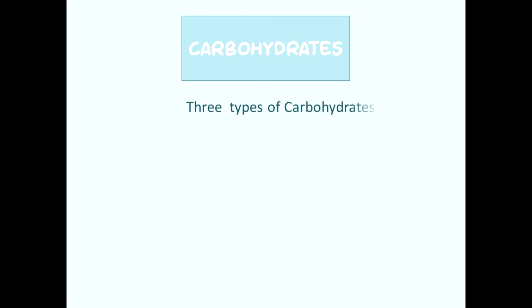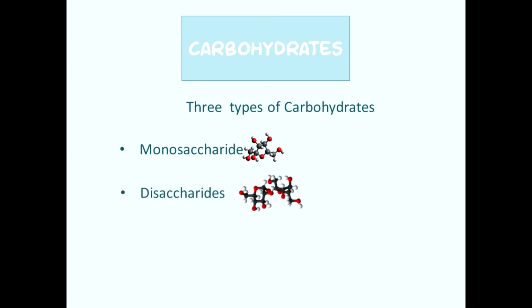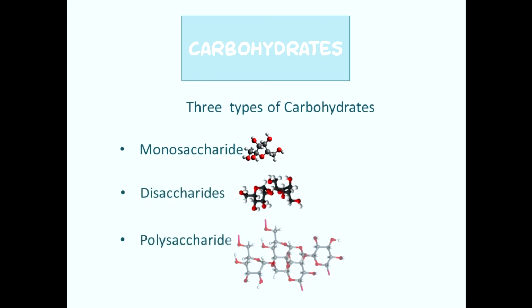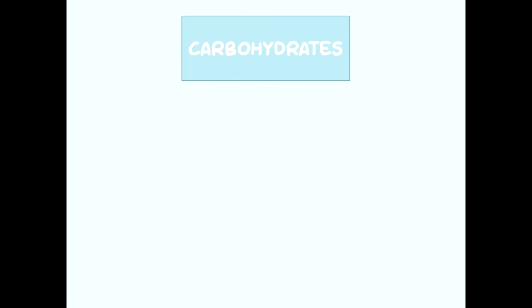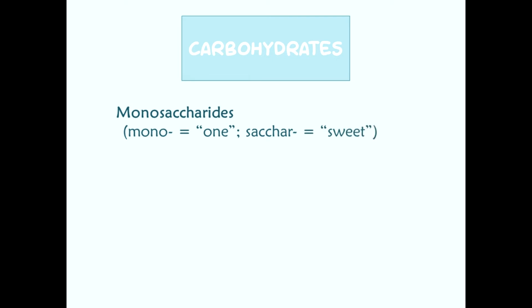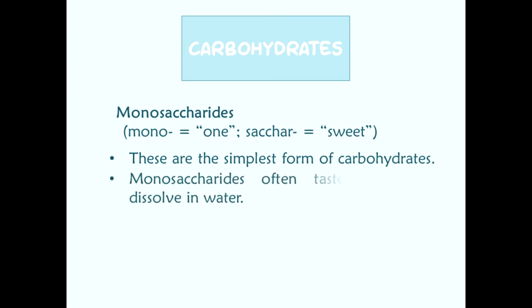There are 3 types of carbohydrates. First, monosaccharides. Second, disaccharides. And last, polysaccharides. Monosaccharides. Mono, which means one, and saccharide, which means sweet. Monosaccharides are the simplest form of carbohydrates. Monosaccharides often taste sweet and dissolve in water.